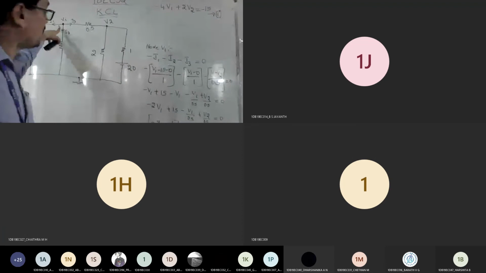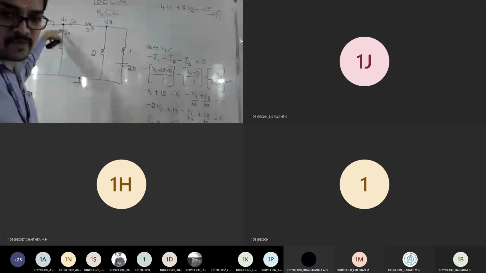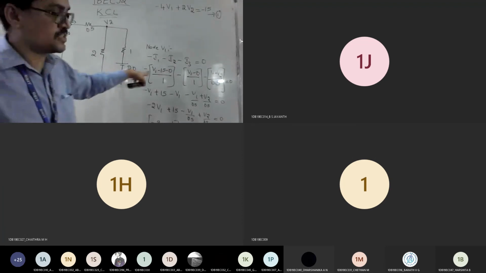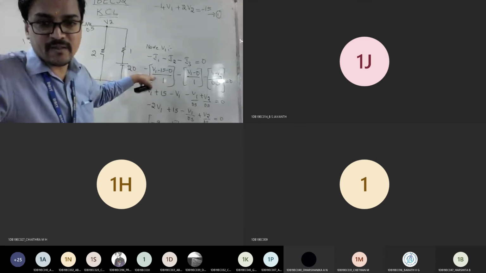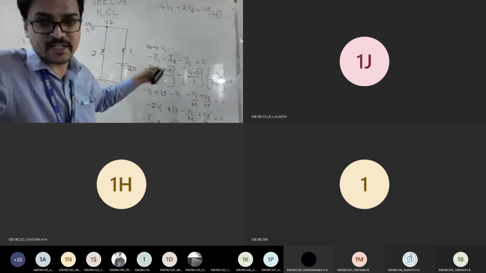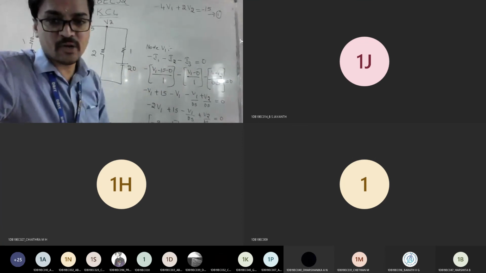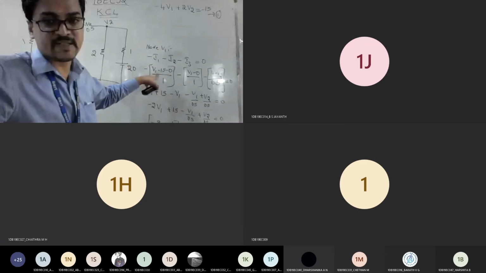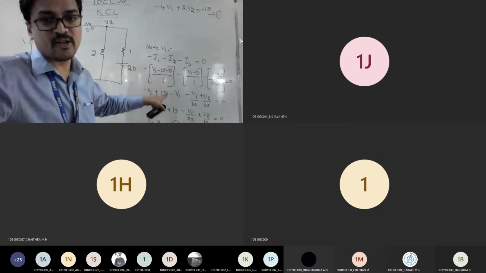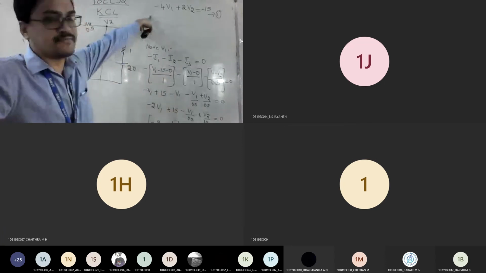Since node potential V1 is greater, I will write V1 minus 15 by 1. I don't know what V1 is, right? If you knew V1, then you could have taken the lesser one, that is 15 minus V1. But since we don't know, we'll stick with V1 minus 15 by 1. Similarly I wrote, simplified, and got the first equation.